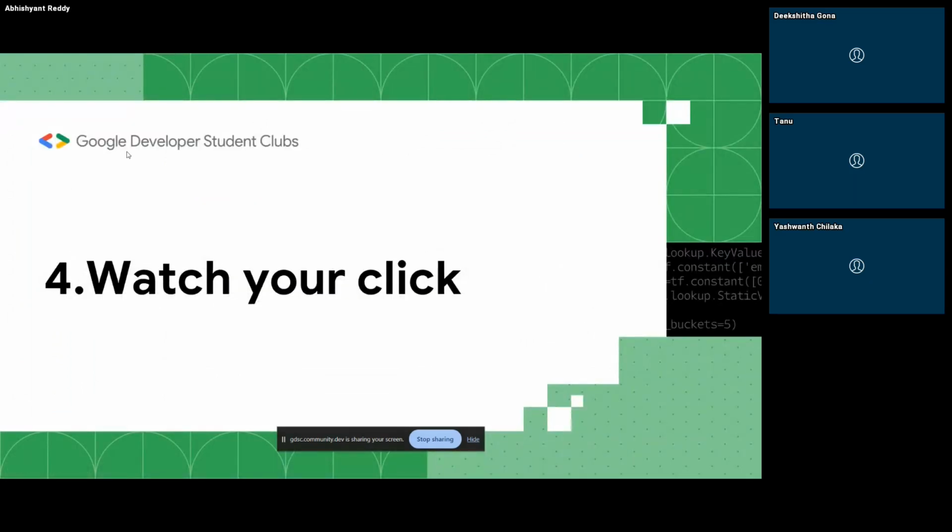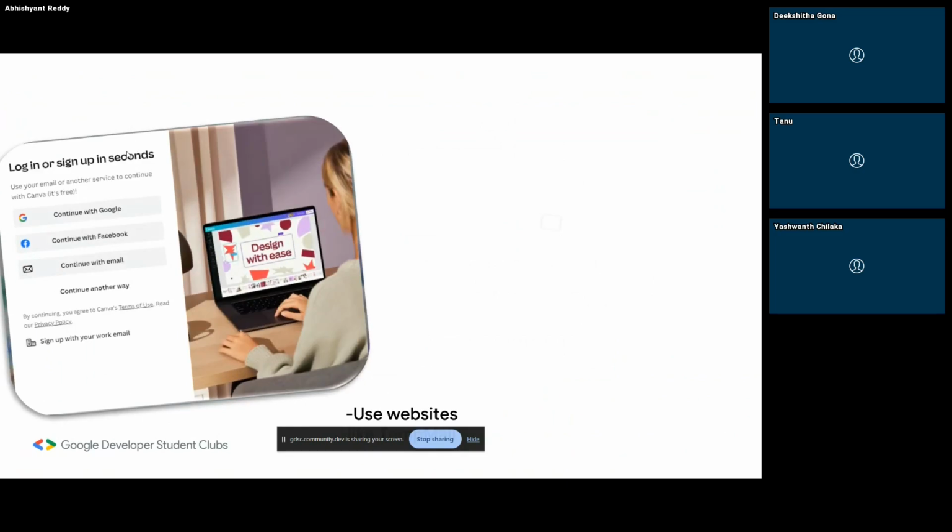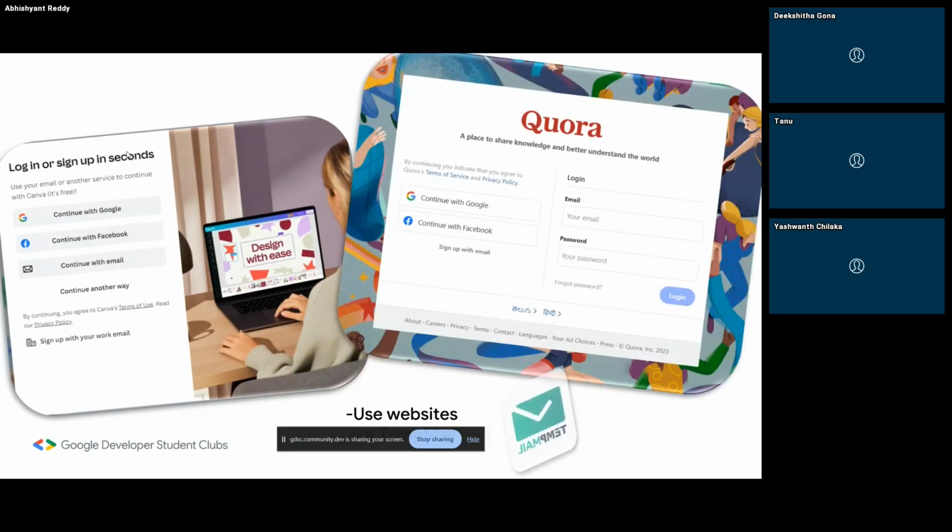Okay. So the next slide is watch your click. This is an important one. Okay, all ears. How many of you have seen this? When you try to log in to a site, it asks you to continue with Google or Facebook. And most of us do this because it's a very simple process. With just one click, you get logged into that website.